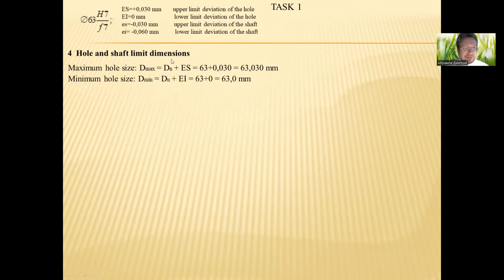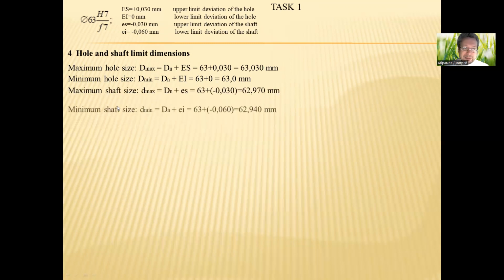For hole and shaft limit dimensions, maximum hole size, D maximum, is equal to nominal diameter plus upper limit deviation of the hole. Nominal diameter 63 plus 0.03, and we have 63.03 millimeters. Minimum hole size is equal to nominal diameter plus lower limit deviation of the hole, equal to 63 plus 0. We have 63 millimeters.